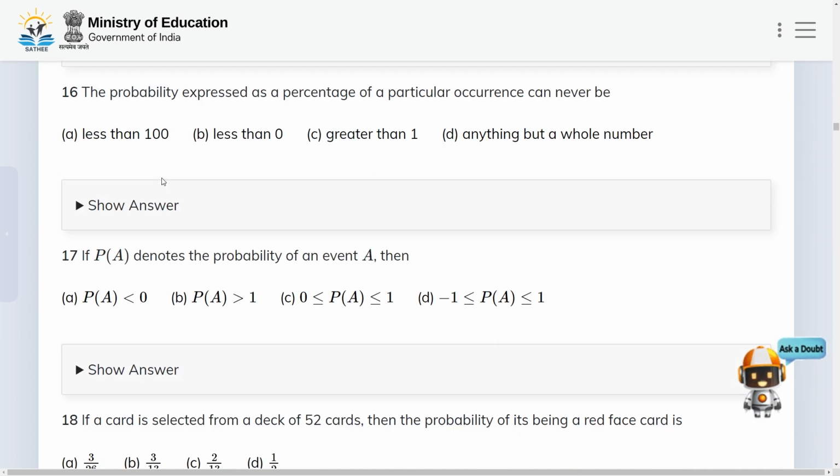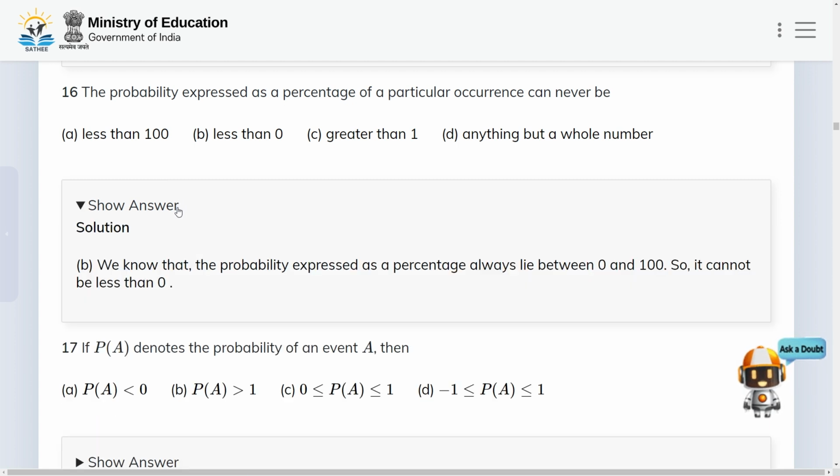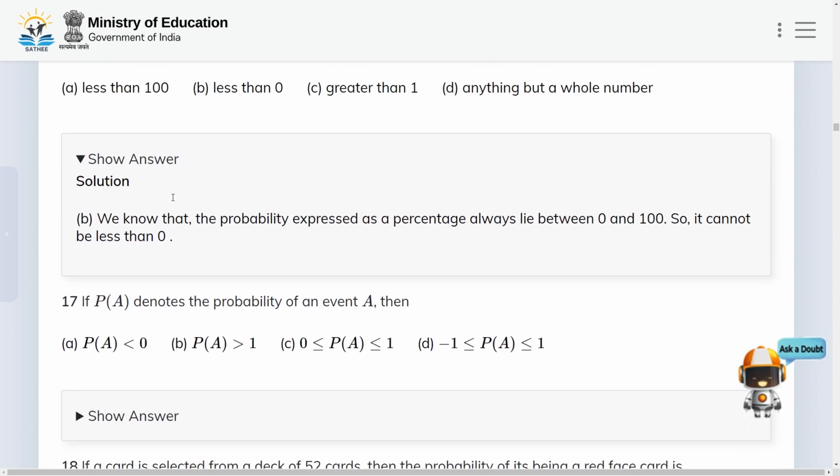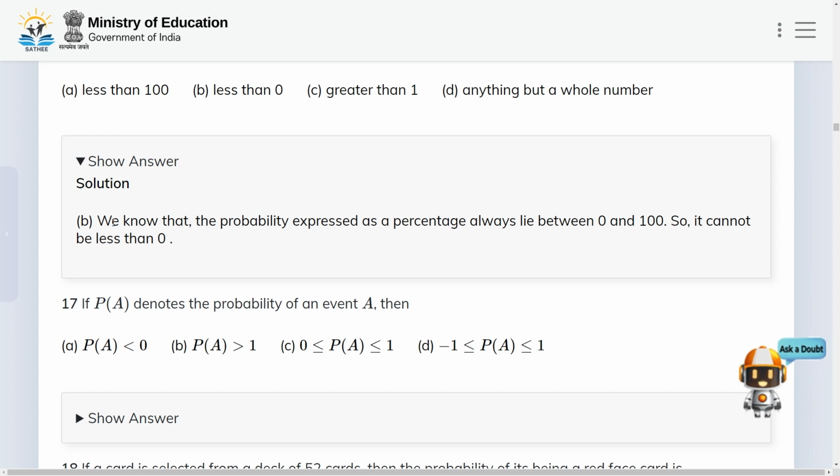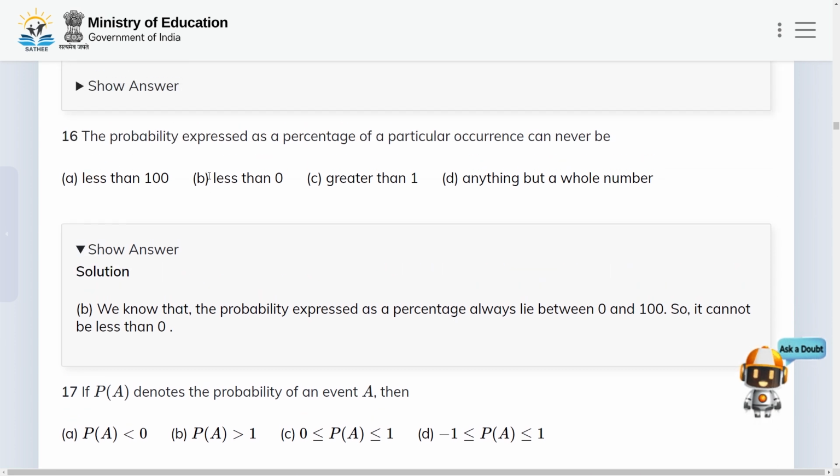So in next problem, here we have the probability expressed as a percentage of a particular occurrence can never be less than 0. So we know that the probability expressed as a percentage always lies between 0 to 100. So it cannot be less than 0. So the correct answer is option number B.